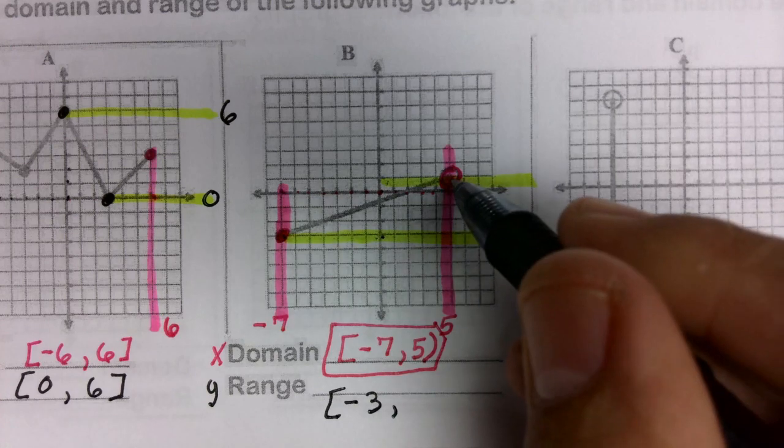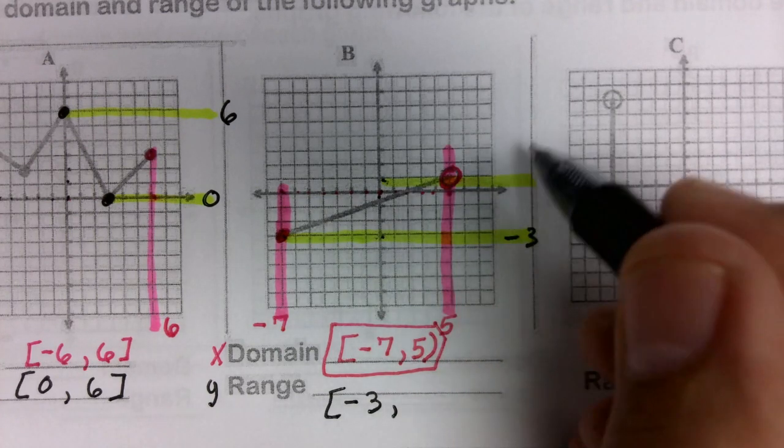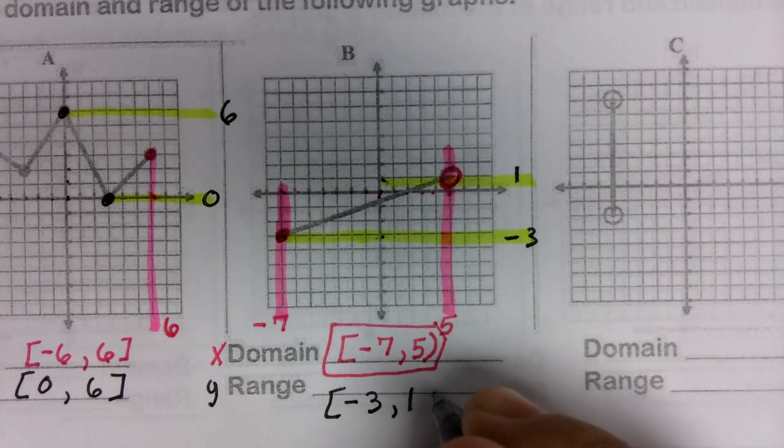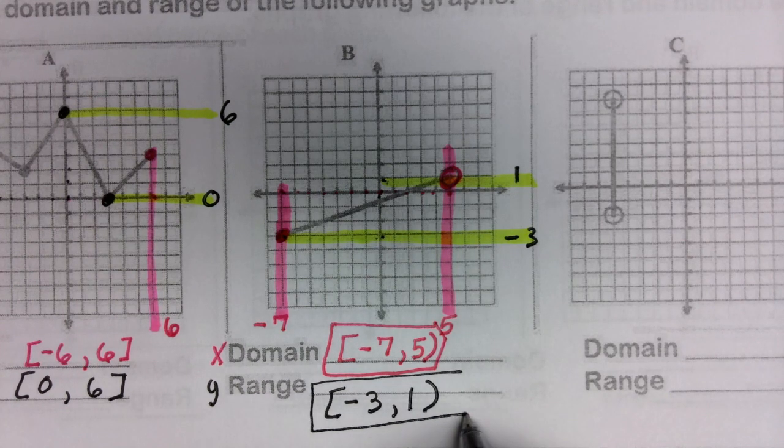And then the highest it goes is this open dot, which to me looks like that's just up 1. So that's going to be +1, but since it's an open dot, after I put the 1, I am going to put a parenthesis. And that would be my range. Hopefully this helps you with your assignment. And that's all there is to finding domain and range on these types of graphs.